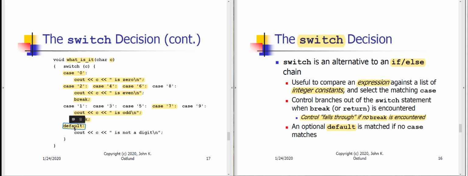You're only allowed to have at most one default. However, it doesn't matter whether the default is at the bottom or at the top or in the middle somewhere. Most people put the default at the bottom, but you don't need to put it there. And in fact, it is possible to have a switch that does not have a default. In that case, if none of the individual case labels match, then nothing is executed. No statement is executed within the switch.